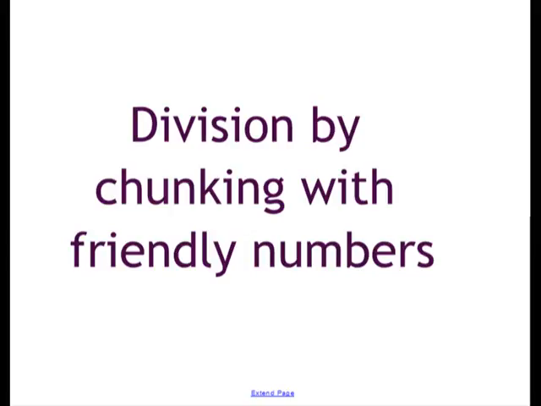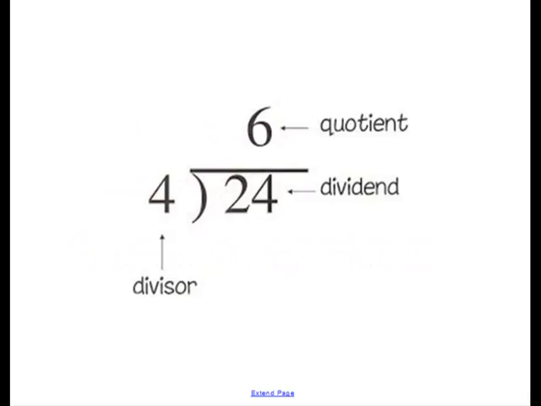At division by chunking with friendly numbers in this clip. First, let's just look at some vocabulary that will help you. This sum says 24 divided by 4 equals 6. The number being divided, 24, is called the dividend. The number being divided by, 4, is the divisor. And the answer, 6, is the quotient.